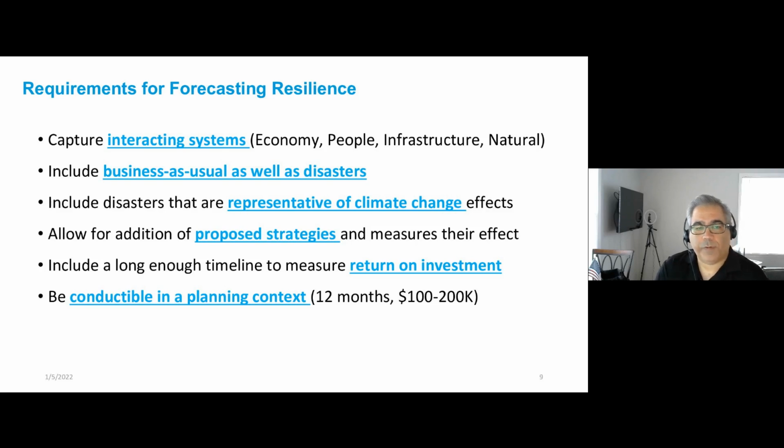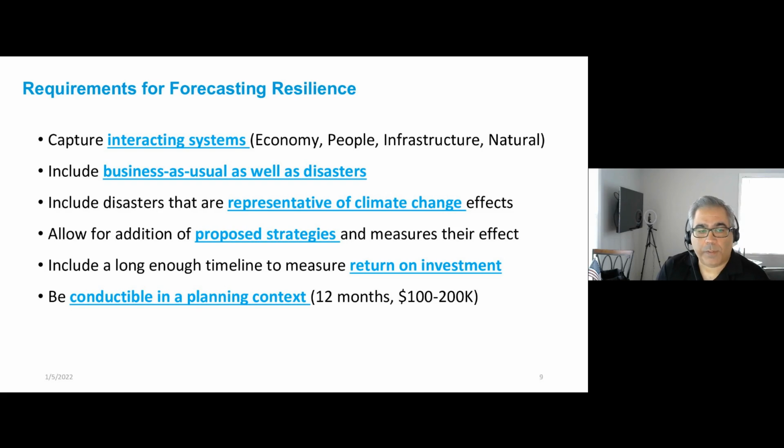First, let's capture interacting systems. We at Atkins are very much a flood model focused company. We work for FEMA a lot. That's one of our key clients, and we do a lot of flood modeling for them. But we said let's expand our view here and look at the economy, people, infrastructure, natural systems. How are they all being impacted by these climate stressors? And when they are impacted, what is the interaction between these systems? If we can understand that better, perhaps we can understand better how to make them more resilient.